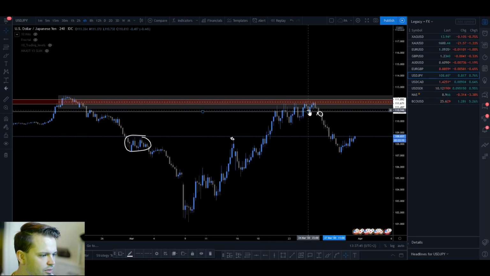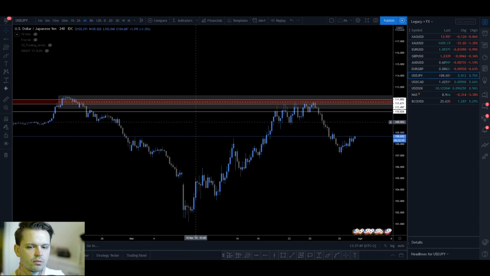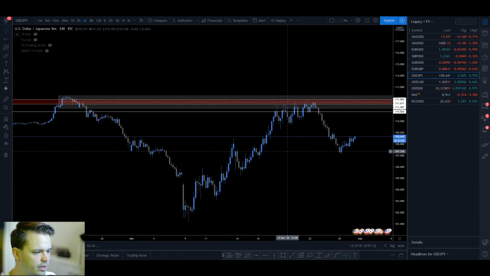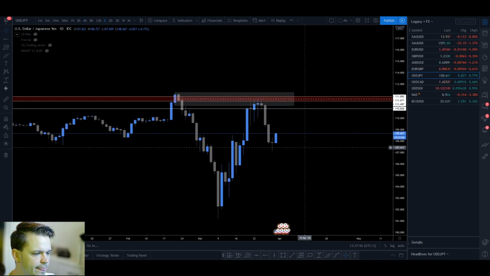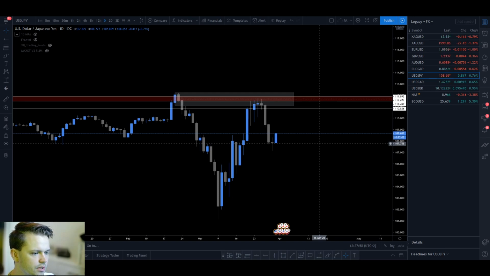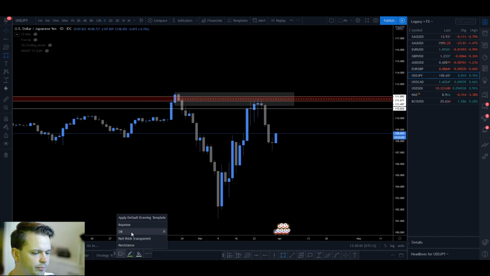Let's see if... Well, I'm seeing something here, so we might as well dive in and see if we can make a proper trading plan on this one. Let's see. The daily. This one. I like this one.